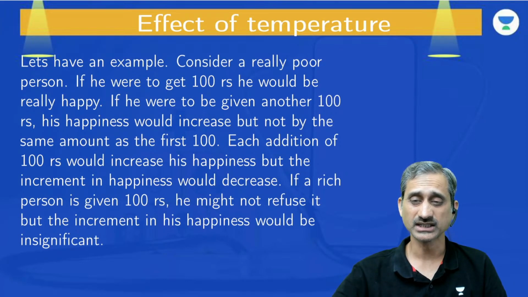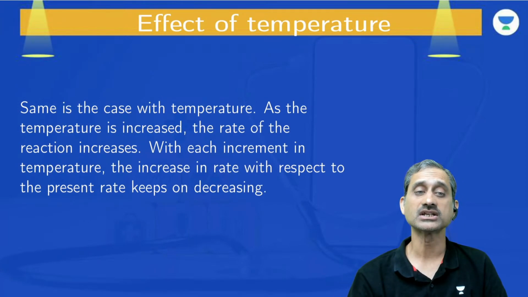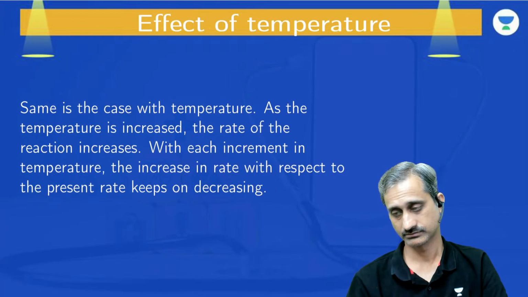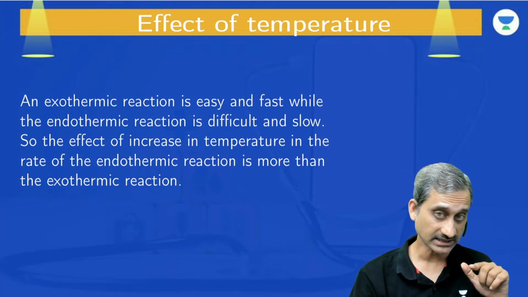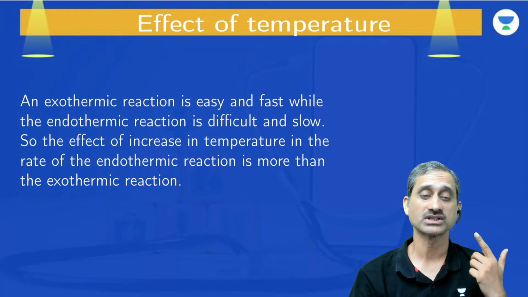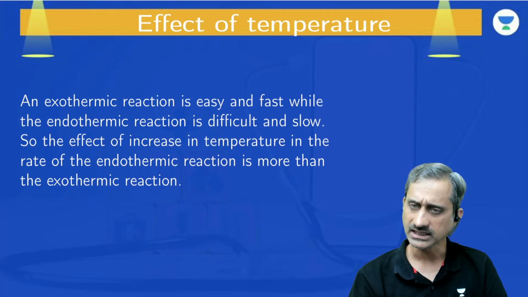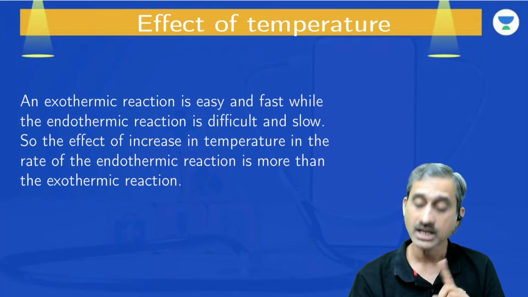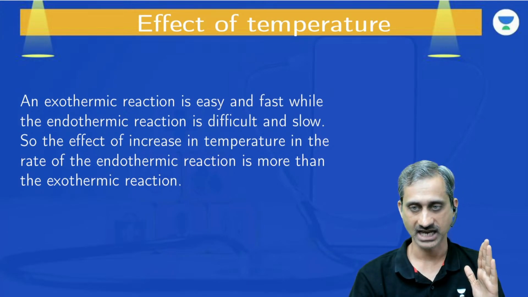So that's an example written here. I believe you can relate to that example. As the temperature increases, the rate of the reaction increases. With each increment in temperature, the increase in rate with respect to the present rate keeps on decreasing. And the exothermic reaction is easy and fast, while the endothermic reaction is difficult and slow. So the effect of increase in temperature on the rate of endothermic reaction is more than on the exothermic reaction. That simply means if we increase the temperature, the rate is going to increase for the forward as well as backward reaction. The equilibrium is going to take less time to be achieved, and the reaction will overall shift in the endothermic direction.